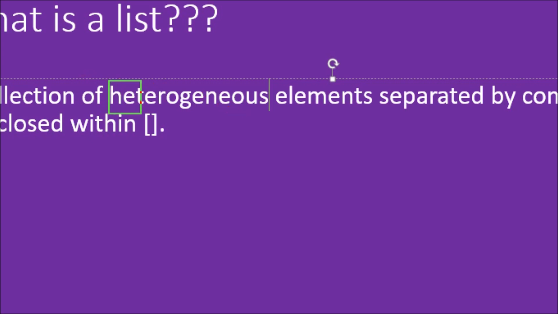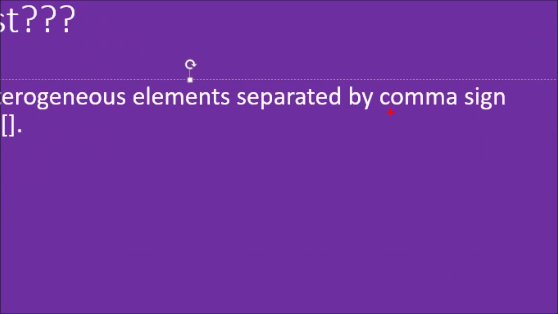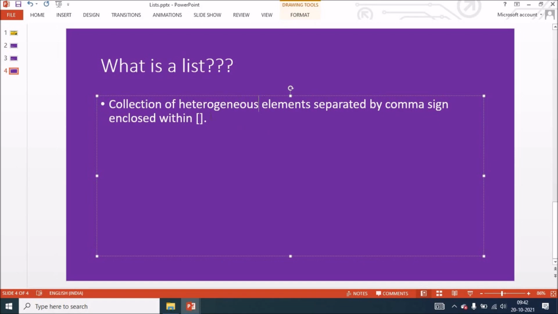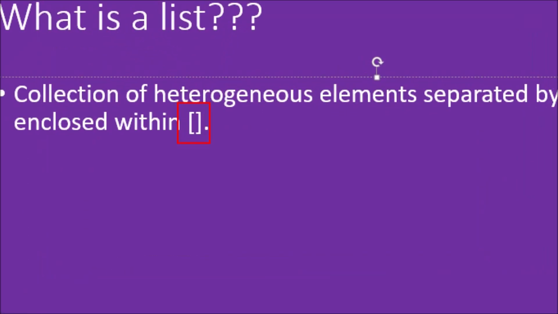List is collection of heterogeneous elements. Heterogeneous elements means elements with different data types. Means list can contain some of the data is integers, or some of the data is float, and some of the data is strings. So all these different data types can be collected together. Unlike arrays, arrays are a homogeneous collection, and list is heterogeneous collection of elements separated by comma sign. So how we are going to separate elements of a list? By a comma sign. And list elements are always enclosed within square brackets.